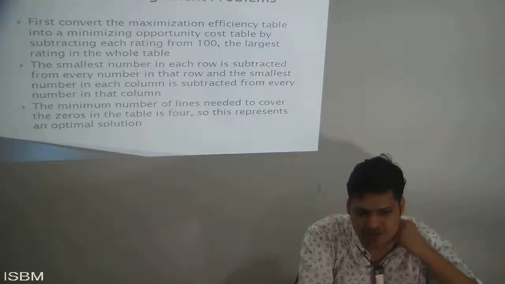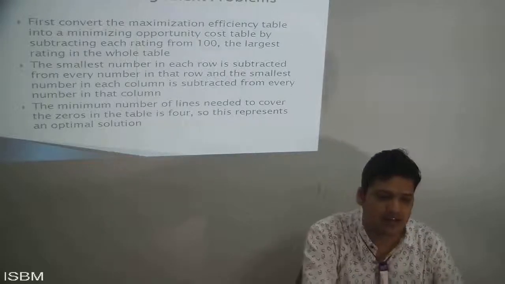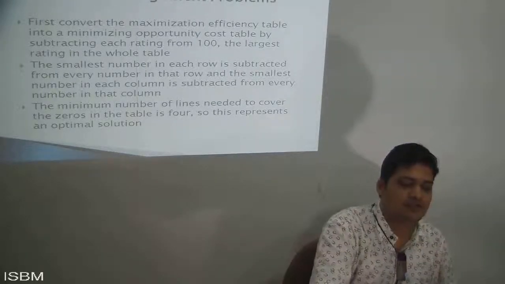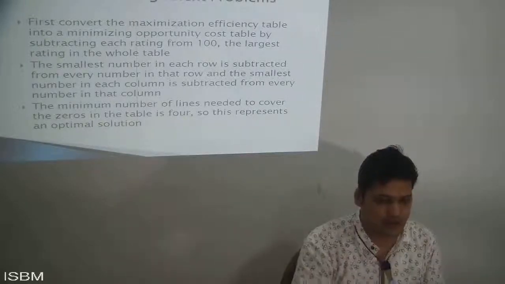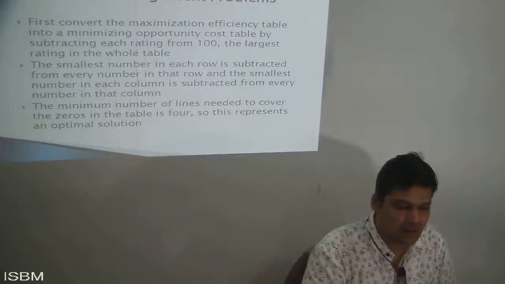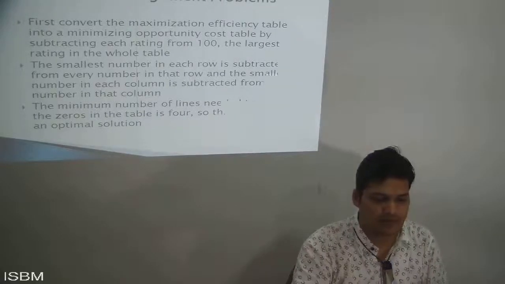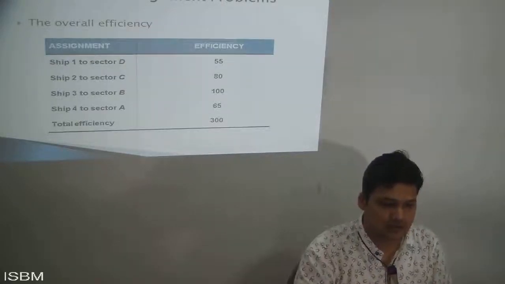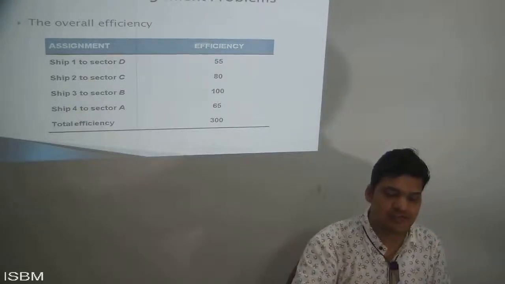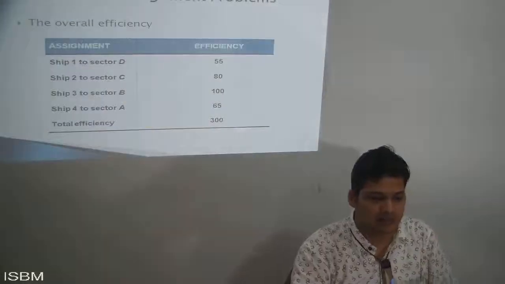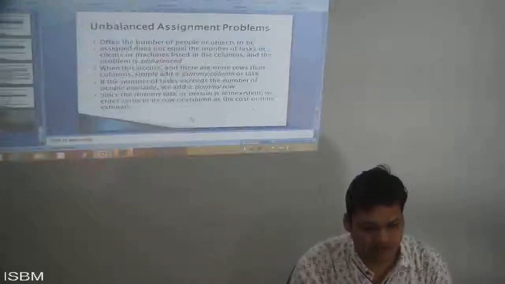The smallest number in each row is subtracted from every number in that row, and the smallest number in each column is subtracted from every number in that column. The minimum number of lines needed to cover the 0s in the table is 4, so this represents the optimal solution. So ship 1 goes to sector D, 50. They have calculated the efficiency after doing this. So we have done with the maximization assignment problem.